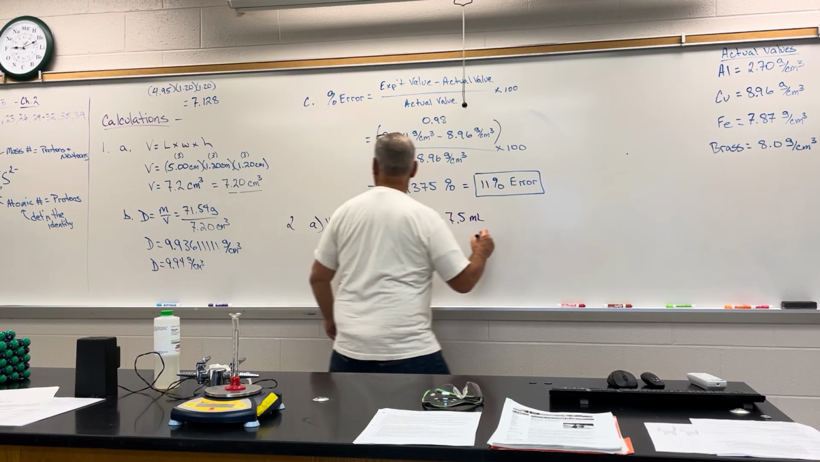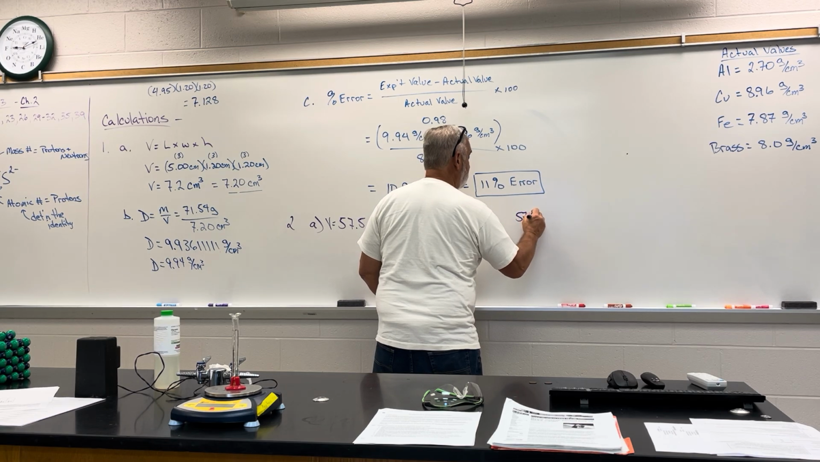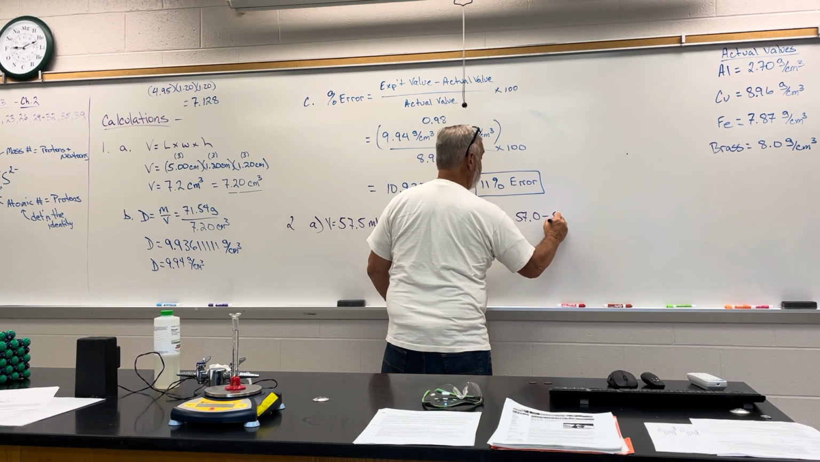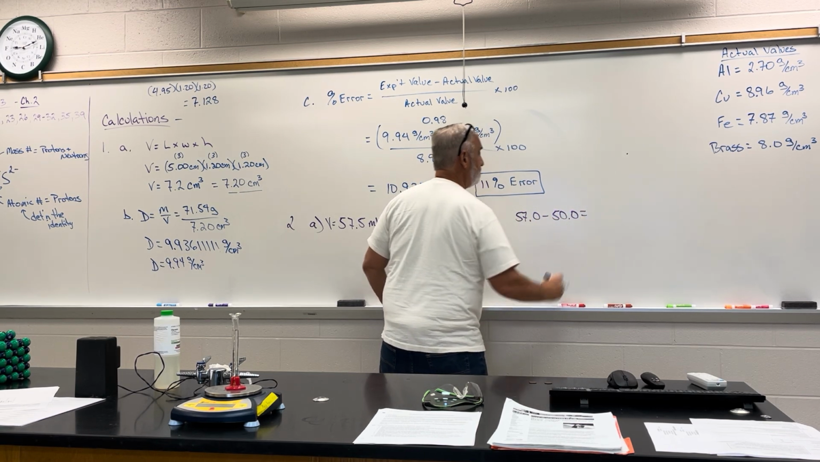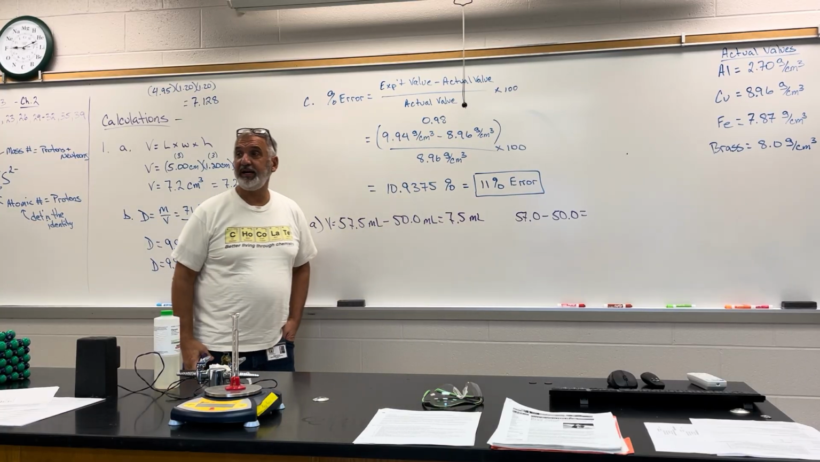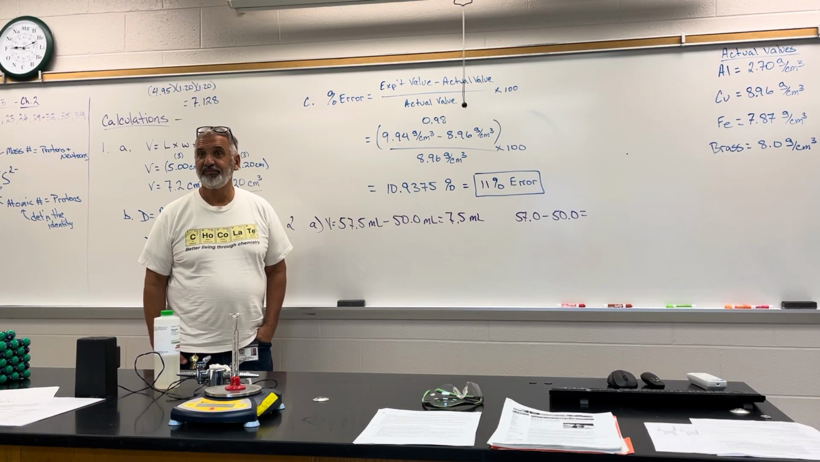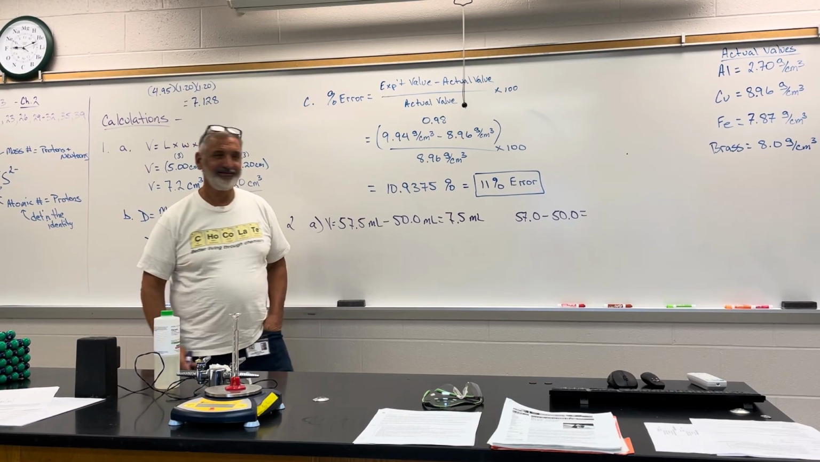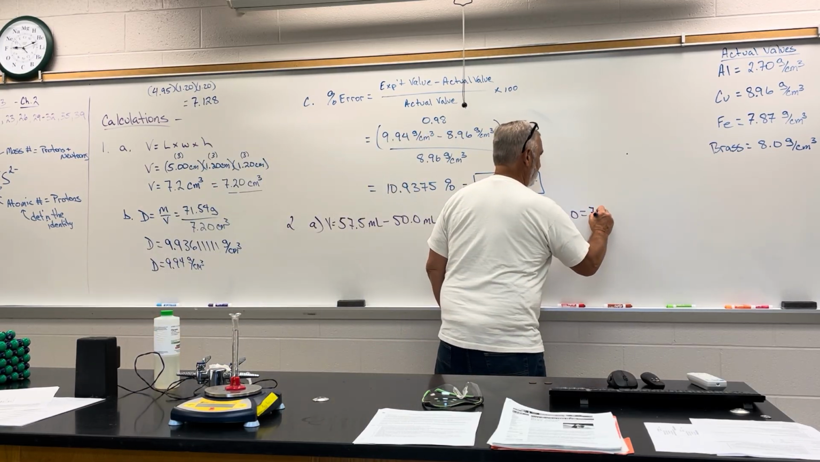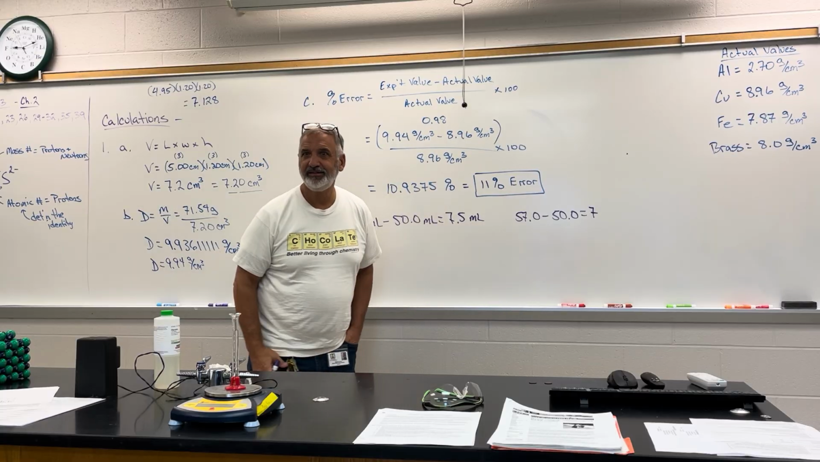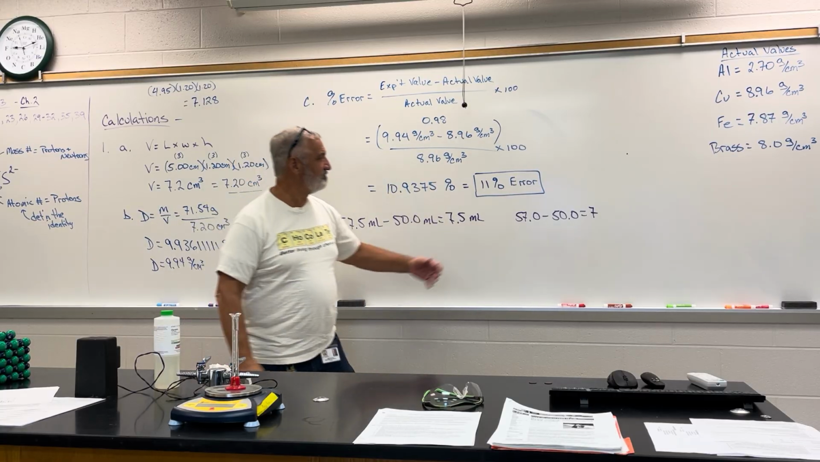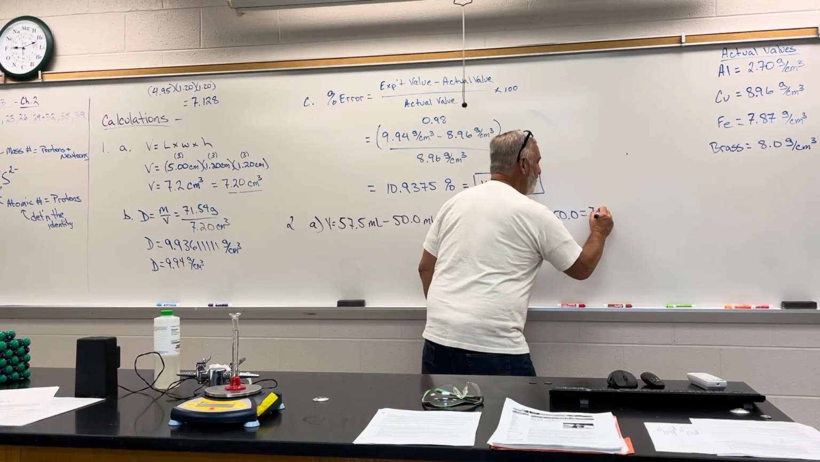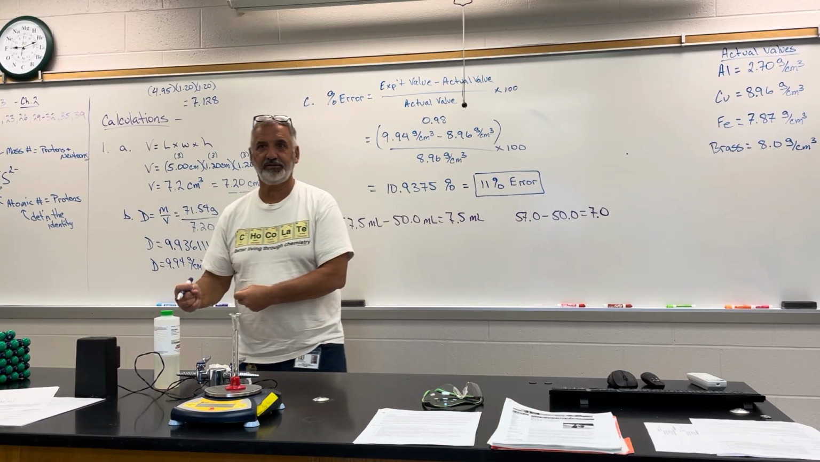Now, what if I had 57.0 minus 50.0? What's my answer? You want to say 7. It's 7, but it's not just 7, it's 7.0, because we measured here, so that tells me my volume is not just 7, it's 7.0.